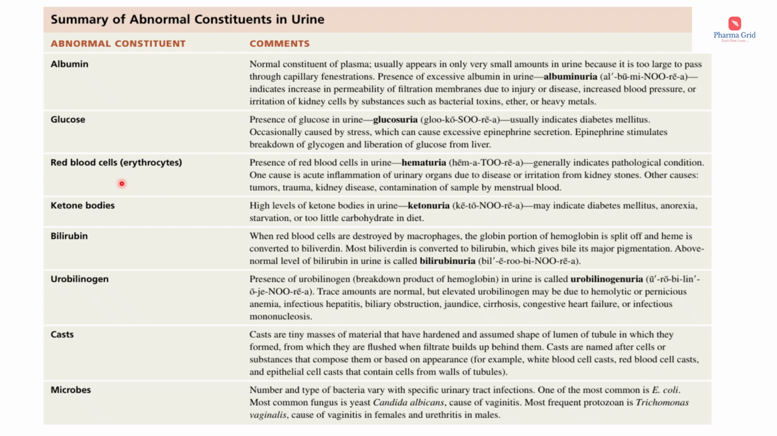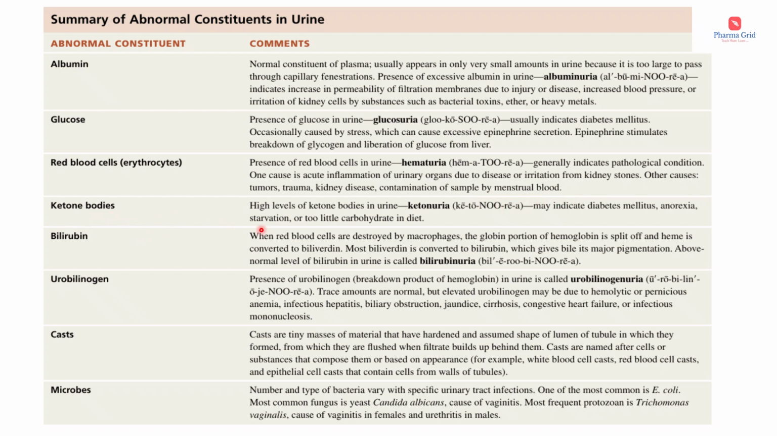Now, red blood cells, otherwise known as erythrocytes. Presence of red blood cells in urine is known as hematuria. It generally indicates a pathological condition. One cause is acute inflammation of urinary organs due to disease or irritation from kidney stones. Other causes include tumors, trauma, kidney disease, contamination of the sample by menstrual blood, etc.